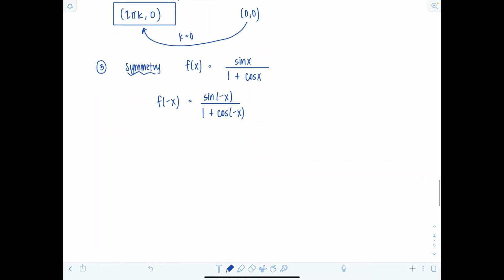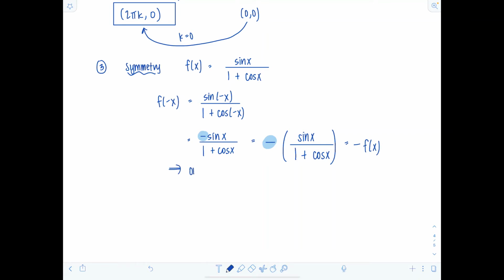Just think cosine and his partner in crime. They're the even ones. So that means sine of negative x equals negative sine x, since sine is an odd function, over 1 plus cosine of x. Cosine's even, so it absorbs the negative, basically. And look at what we have here. This is the opposite. I can take that negative, pull it out, no problem. This is negative sine of x over 1 plus cosine of x. And lo and behold, this is the opposite of f of x, which tells me f of x is an odd function. That's the definition.